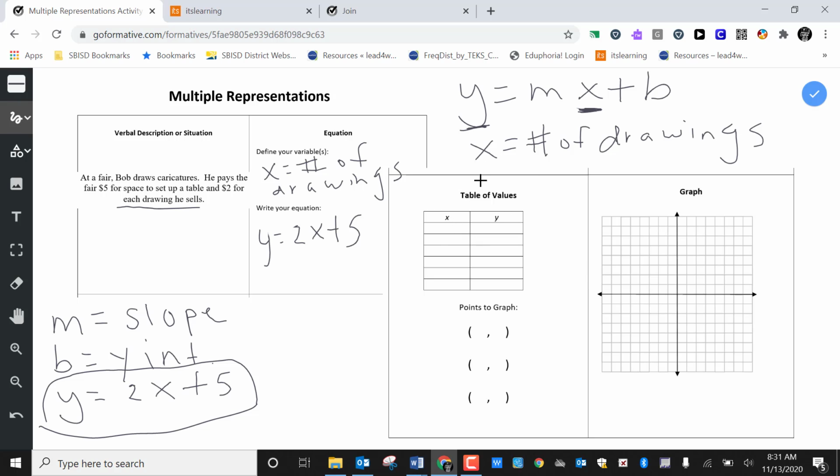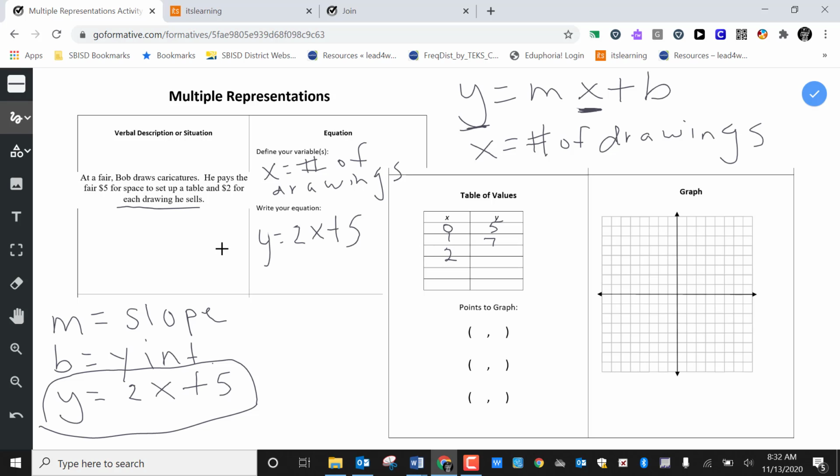Now we want to make a table of values. So let's say we can start with 0. Let's say that he does not sell any drawings. That means he's going to pay $5 because he has to pay the $5 for the table. Okay, we can go to 1. If he sells 1, he's going to pay the $5 plus 2 for the drawing. So he's going to pay 7.